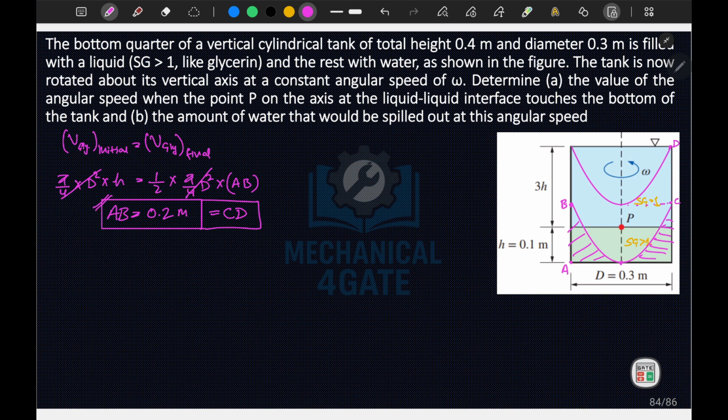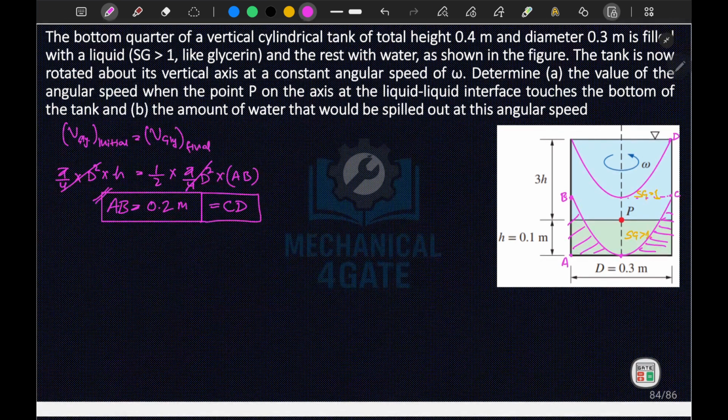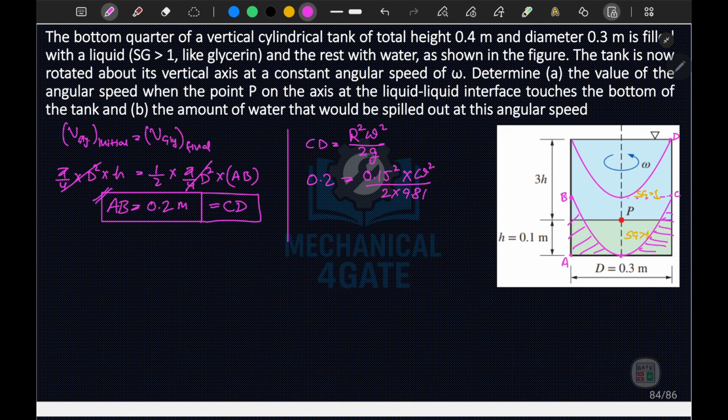Now first we have to determine the value of angular speed. For that, I can write that this height, that is CD, is equal to r square omega square by 2g. So CD value, 0.2, is equal to r square, r is 0.15, 0.15 square times omega square. We don't know the value of omega. Omega square divided by 2 times 9.81.